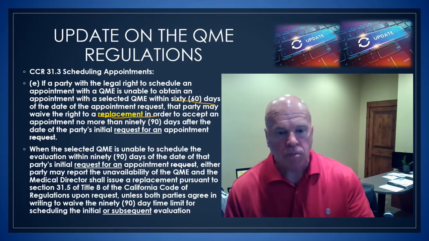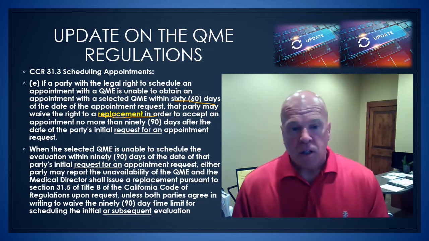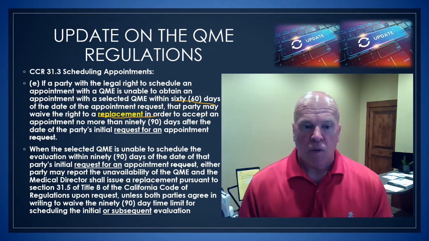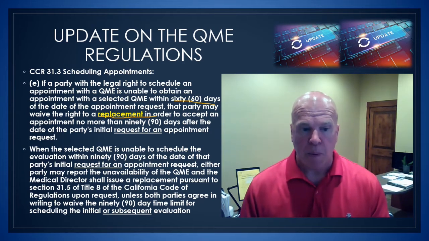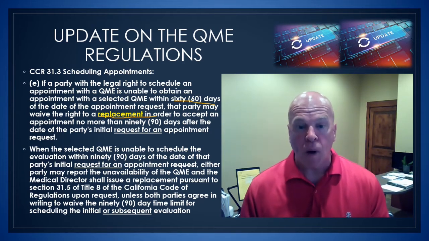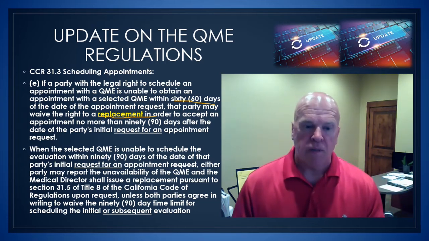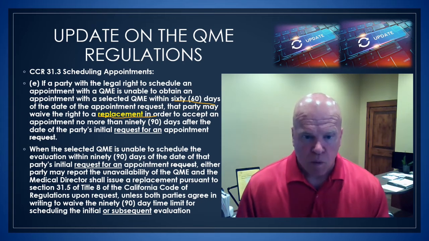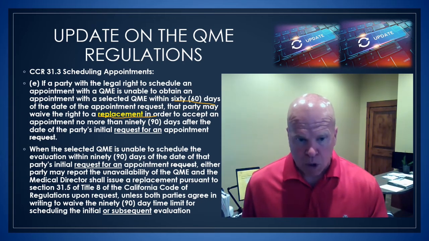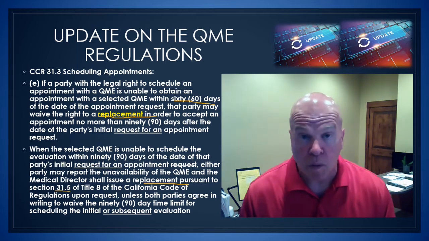Now, the code goes on to tell us that when the selected QME is unable to schedule the evaluation within 90 days of the date of that party's initial request for an appointment request, either party may report the unavailability of the QME, and the medical director shall issue a replacement panel pursuant to 31.5. 31.5 is the code of regulations that deals with replacement panels.